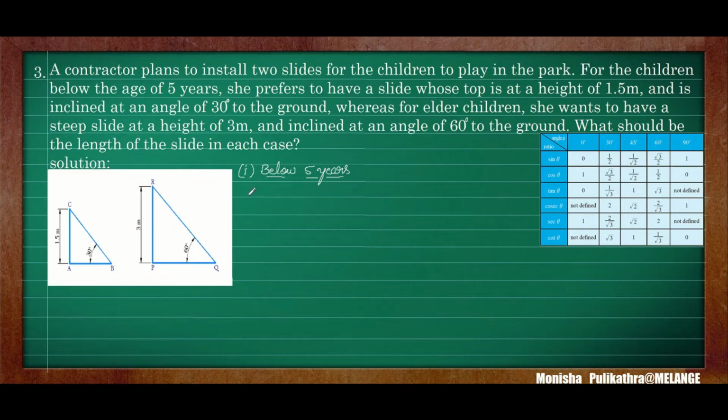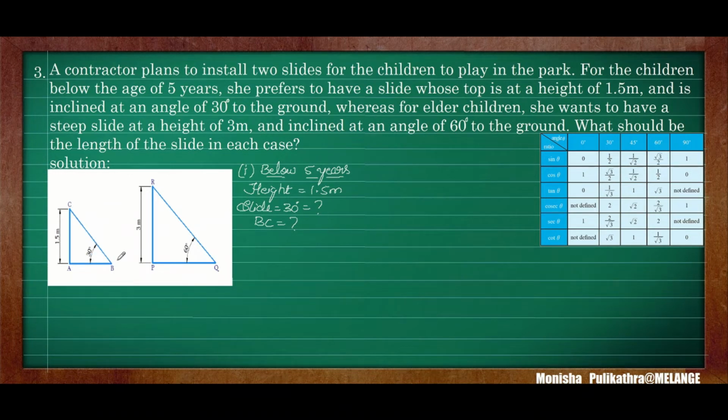For children below 5 years, she prefers to have a slide whose top is at a certain height. The height of the slide is 1.5 meters and the slide angle is 30 degrees. We need to find the total length of the steep of the slide, that is BC. So here the first triangle you have to notice is for the children below 5 years. The height of the slide is 1.5, whereas the angle made by the steep of the slide to the ground is 30 degrees.